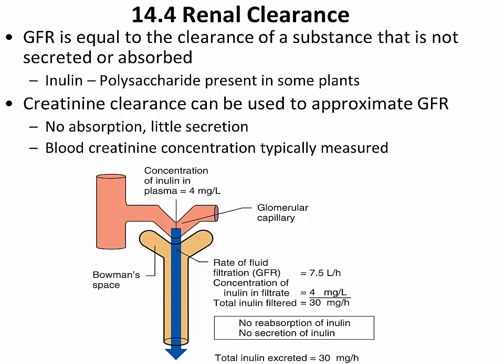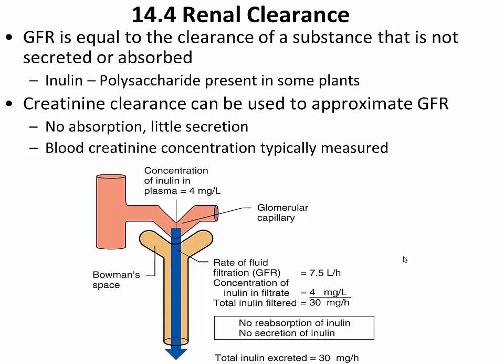So what we notice is this, that we know the concentration of inulin in the plasma, and this is not insulin, of course, it's inulin, which is this compound in plants. So if you've been consuming plants that contain this, the concentration of it in the plasma is 4 milligrams per liter. If we look at the total amount that's being released from the body in the urine and we see that it's 30 milligrams per hour, then we can very simply divide 30 by 4 and we get 7.5 liters per hour. In other words, to get this 30, then we've got to be filtering 7.5 liters of plasma per hour to end up with our overall 30 milligrams per hour.